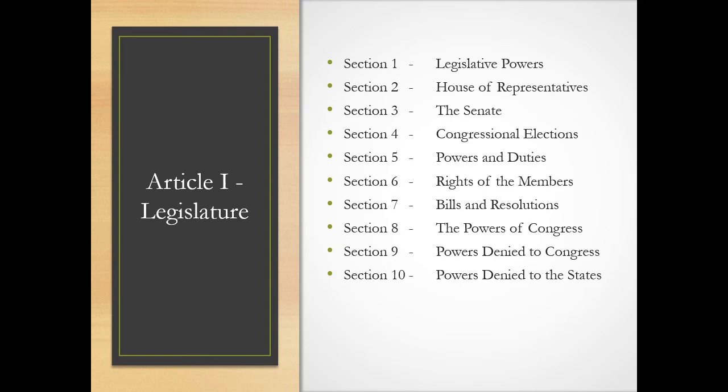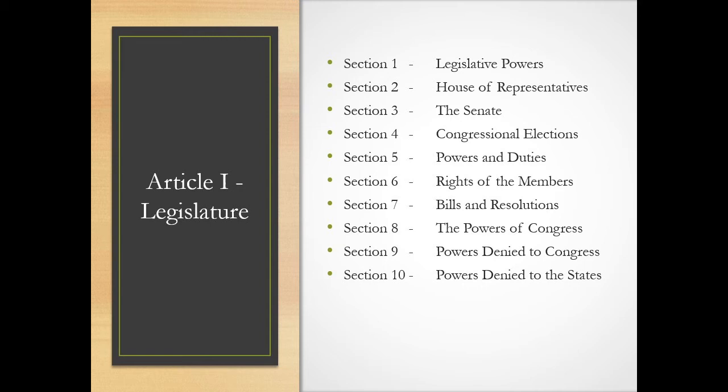So, Article 1, Section 1. All legislative powers herein granted are vested in a Congress of the United States, which shall consist of a Senate and a House of Representatives. Section 2 talks about the House of Representatives specifically. Clause 1, the composition and election of members, qualifications of members, the apportionment of representatives and direct taxes, what happens when you have to fill a vacancy, what about the officers, and what about impeachment of members.